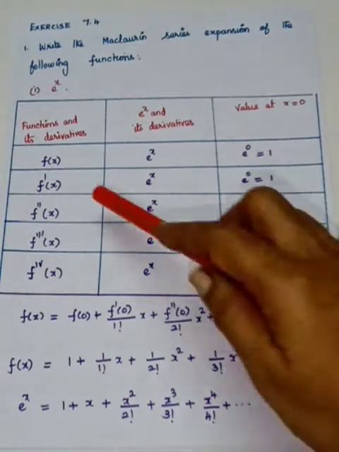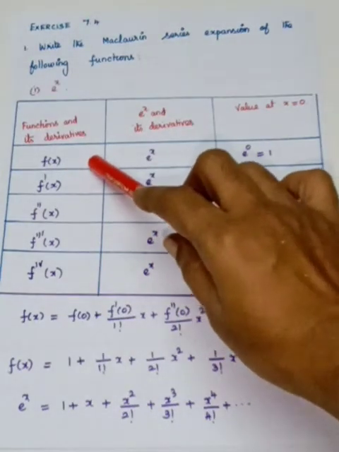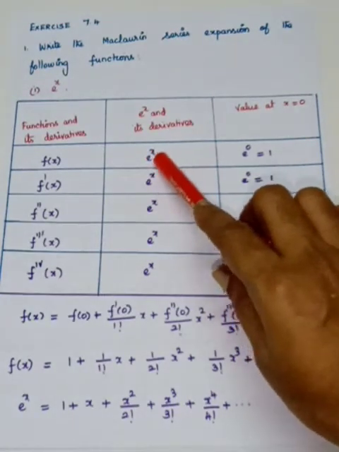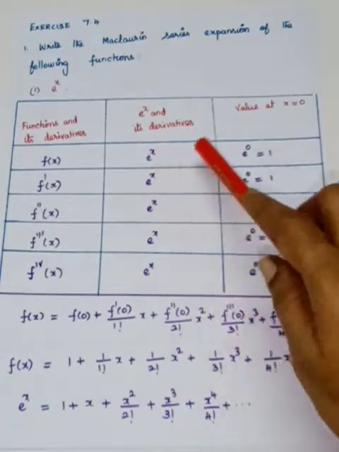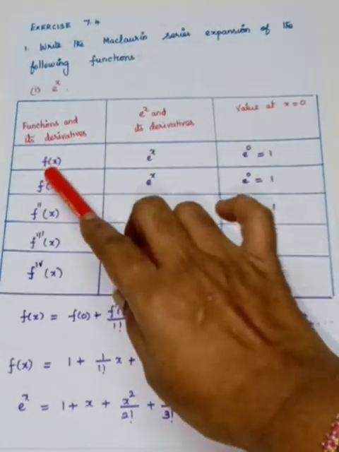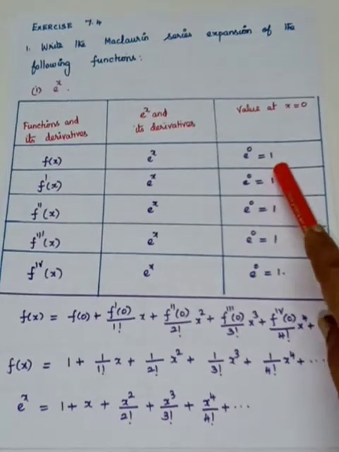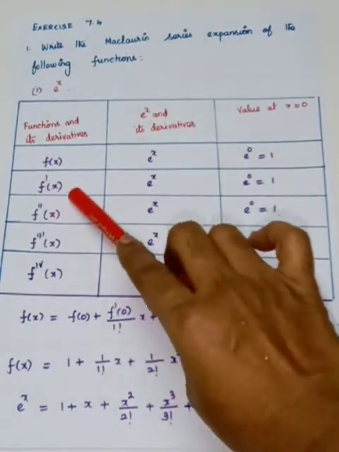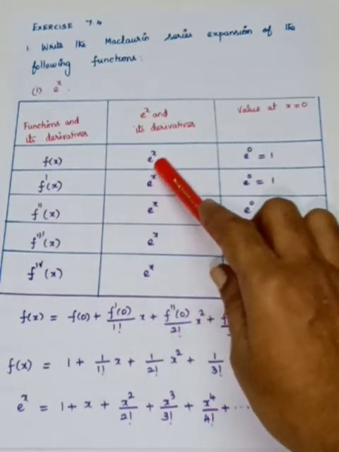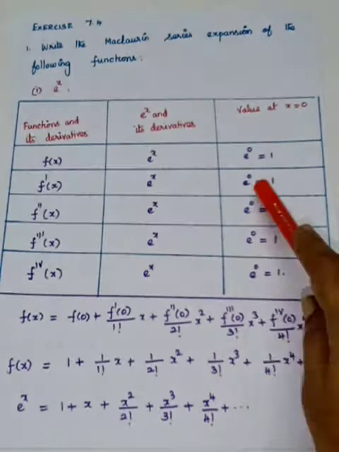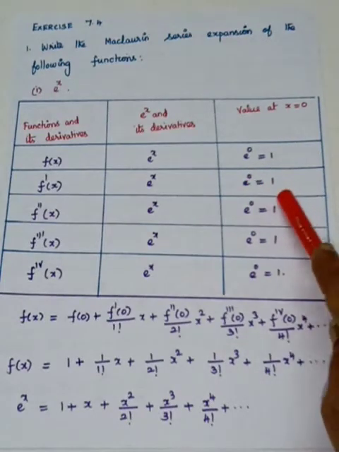So first you take down f of x. What is your f of x? E power x. In that e power x, you have to substitute x as 0. So what is e power 0? E power 0 is 1. So your f of 0 is equal to 1. Next you have to differentiate f of x. So it is f dash of x. The differentiation of e power x is e power x. In that you have to substitute x as 0, so you will get the same thing.